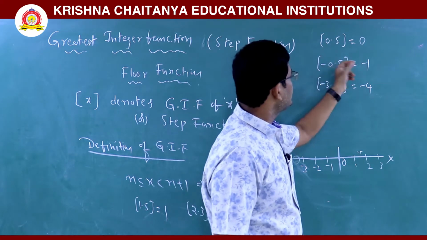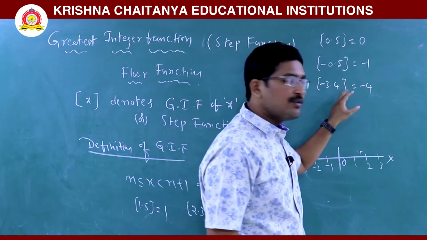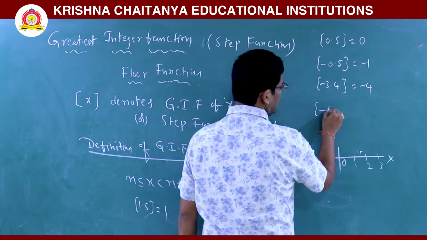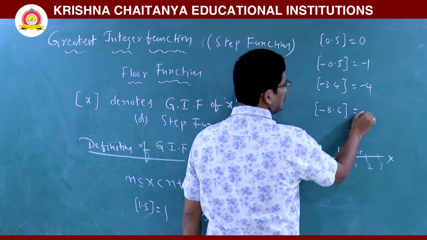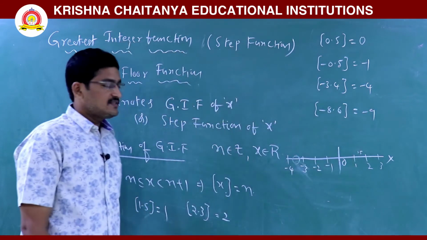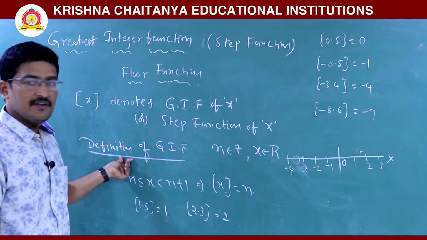What is the step of minus 0.5? Minus 1. What is the step value of minus 3.4? Minus 4. What is the step of minus 8.6? It is clearly minus 9. That is the definition of step x. That is the definition of the greatest integer function.